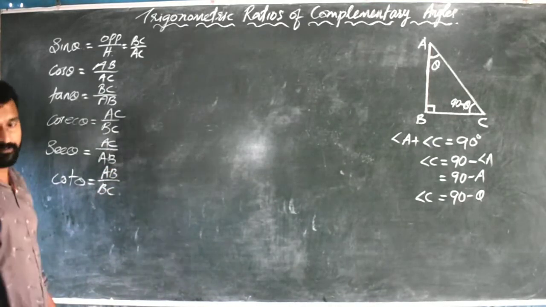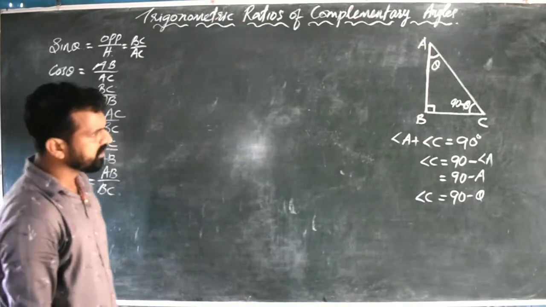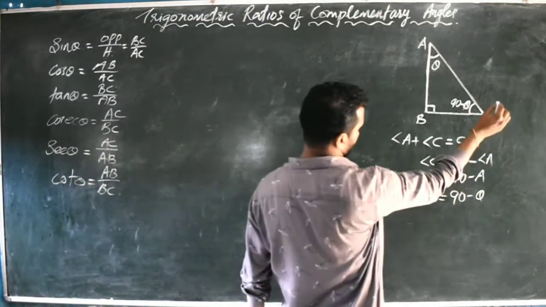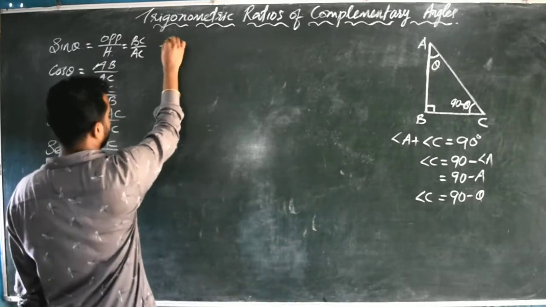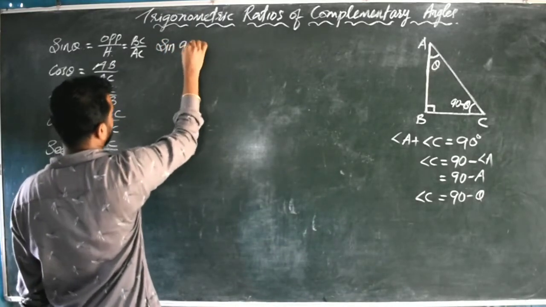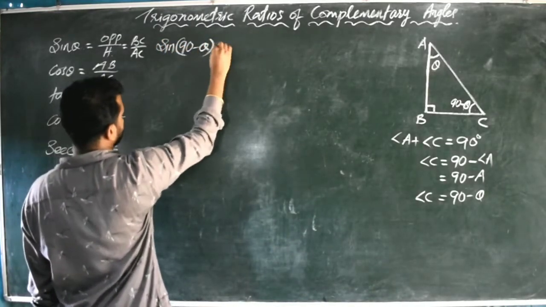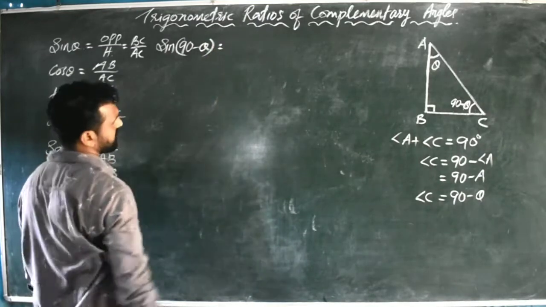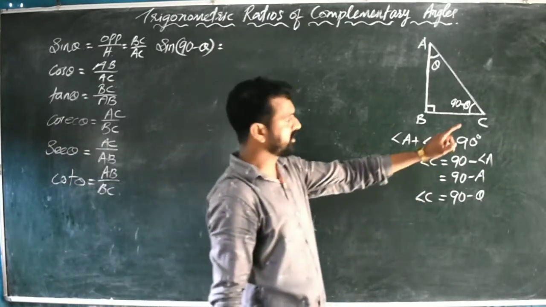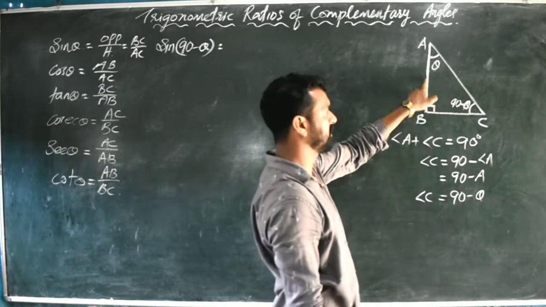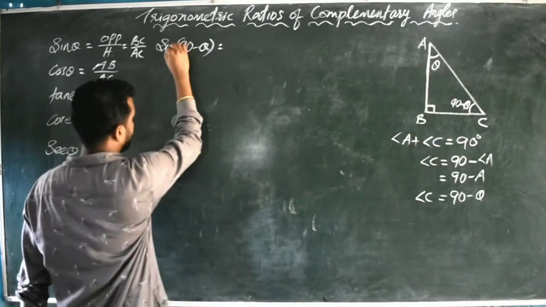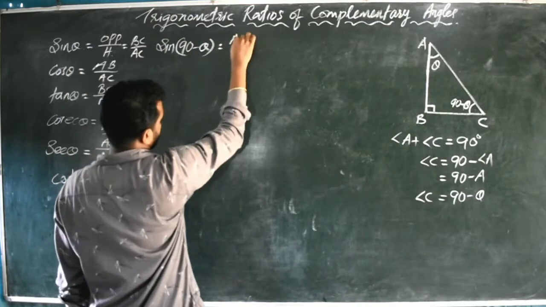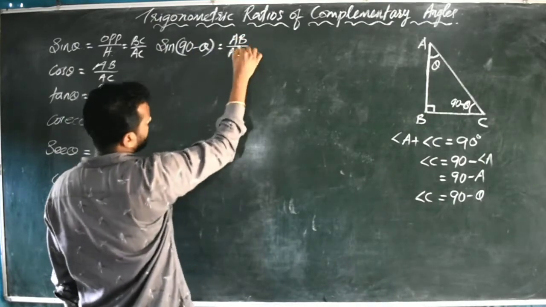Now next, find out the trigonometric ratios of angle C, that we can write as sin of 90 minus theta. Angle C is 90 minus theta. Sin 90 minus theta is equal to, according to acute angle 90 minus theta, which one is the opposite side? AB divided by hypotenuse AC. Sin means opposite side divided by hypotenuse, so AB divided by AC.